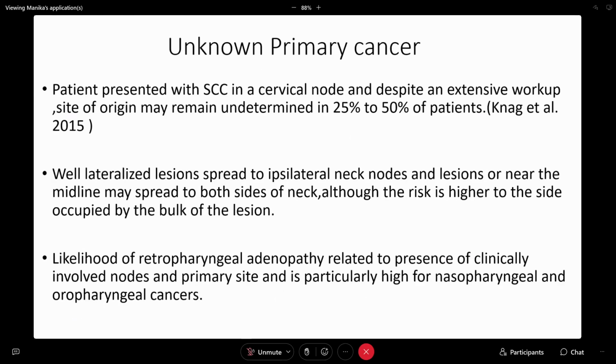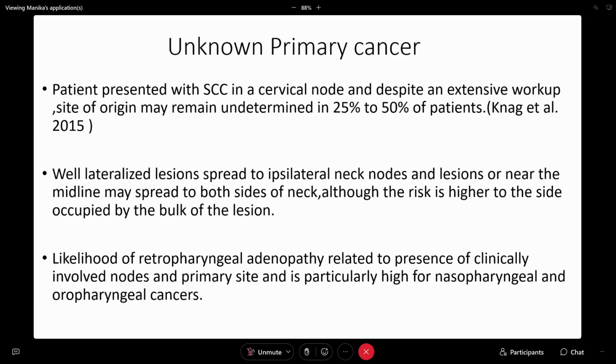Coming to the unknown primary cancer, patients present with squamous cell carcinoma in the cervical node, and despite an extensive workup, the site of origin may remain undetermined in 25 to 50% of patients, as quoted in the Nag et al. paper 2015. Well lateralized lesions spread to ipsilateral neck nodes, and lesions near the midline spread to both sides of the neck, although the risk is higher to the side which is occupied by the bulk of the tumor.